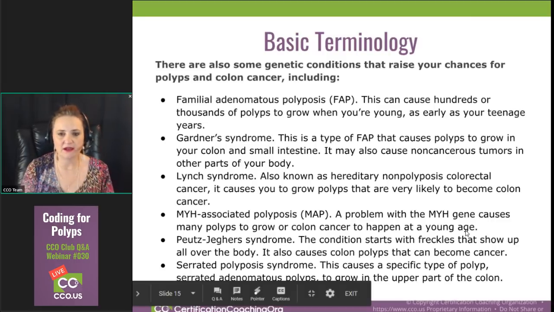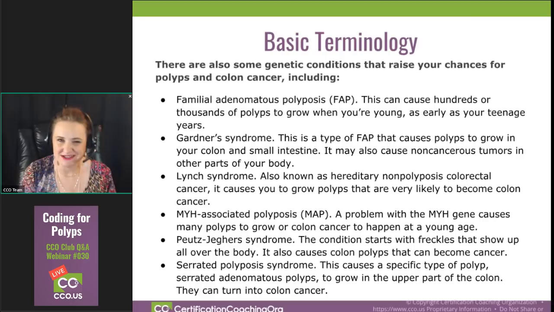More information that would make you more susceptible would be things like genetic changes. If you had FAP, which is familial adenomatous polyposis, then again, that makes you at higher risk. Gardner syndrome, Lynch syndrome. If you've got MAP, which is MYH associated polyposis, let's see, it's Peutz.